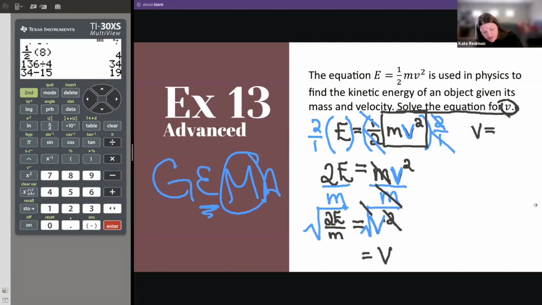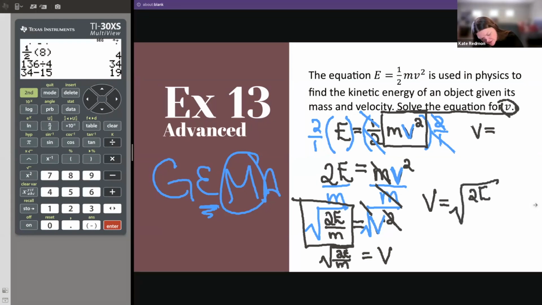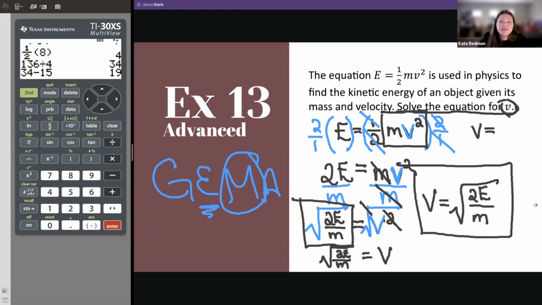And then you might say, what is the square root of 2e over m? And again, I don't know. I don't have a way to find that because I don't know the letters. And so I just write it. I say v is equal to whatever you would get if you took the square root of all that. So, or let me write it big so you can see it. V is the same as the square root of 2e over m. Done. V is alone. This is solved for v.